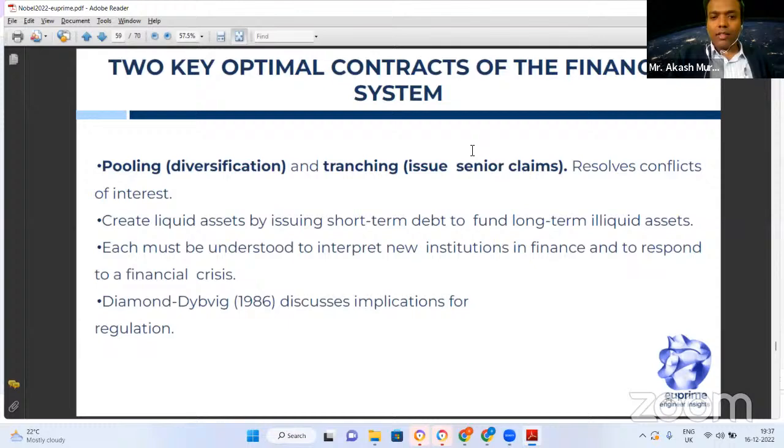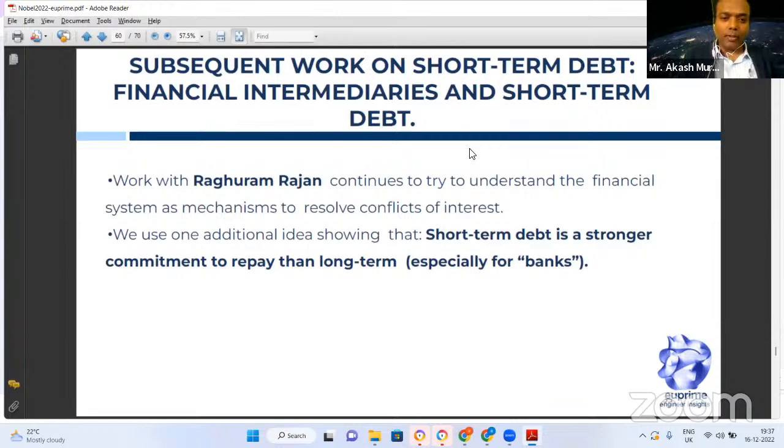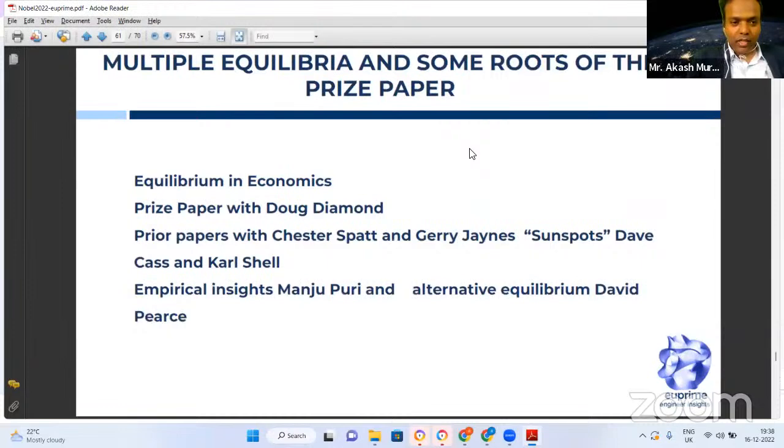Even Raghuram Rajan, who was the former RBI governor, contributed something in this regard. He has written papers with the Nobel laureate, wherein he proved that short-term debt is a stronger commitment to repay than long-term debt, especially for banks. This was his idea, which was cited by the Nobel Prize committee, or at least it was cited by the laureate himself, because he is a long-term collaborator with Rajan. So I think another one of the prize winners is Philip Dybvig, and he has contributed on a bunch of things.